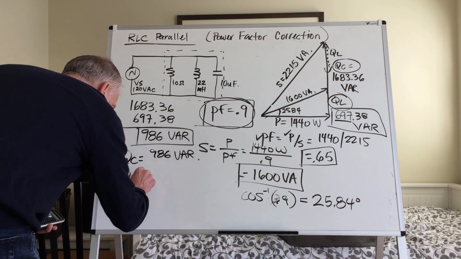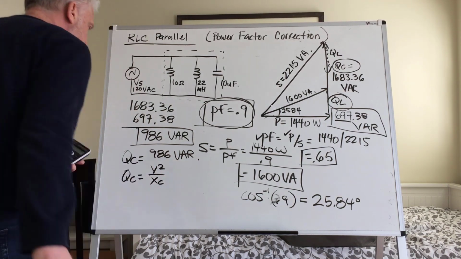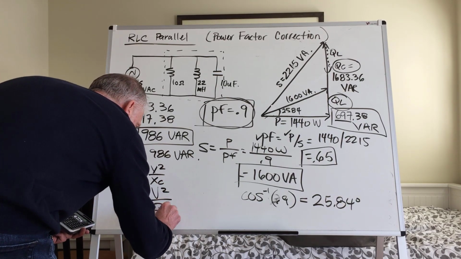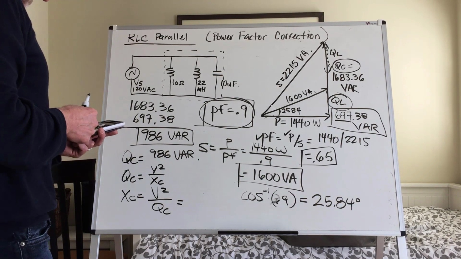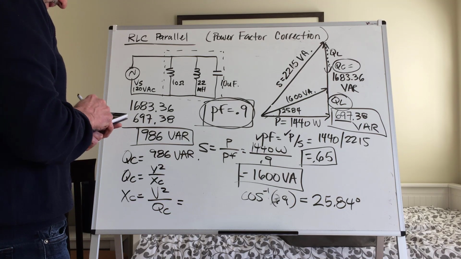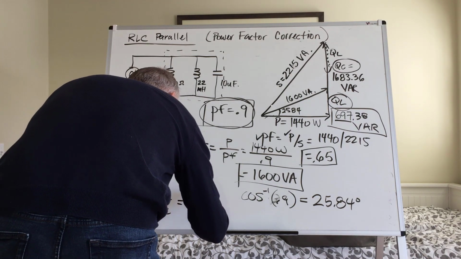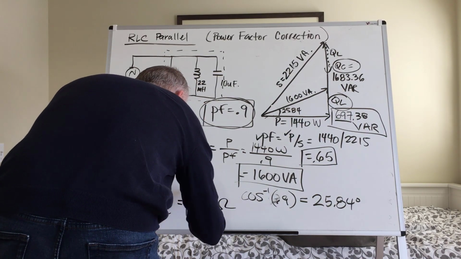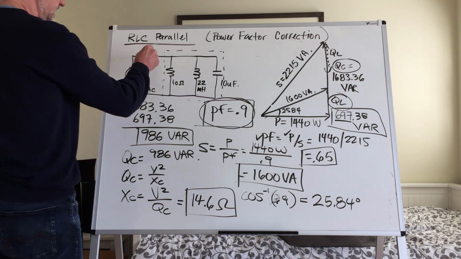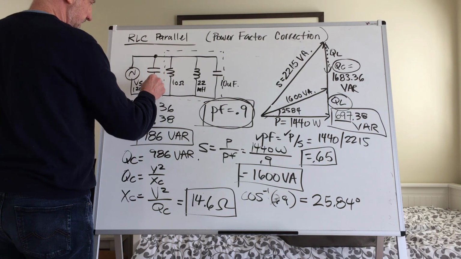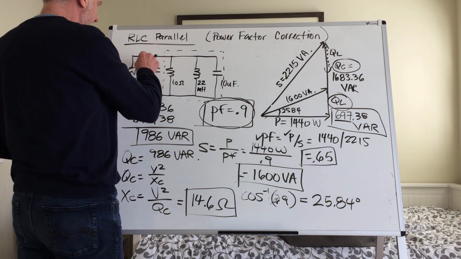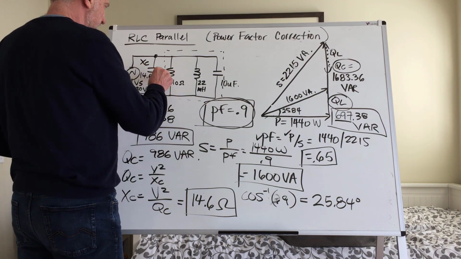And our QC is going to be determined by V squared over XC. So our XC value can be determined by V squared over QC. So let's figure out what our XC would be. 120 squared divided by 986 gives us 14.6 ohms. So that means that we need to add a correction capacitor in here. If we want to bring it to 0.9, the correction capacitor is going to have an XC value of 14.6 ohms.